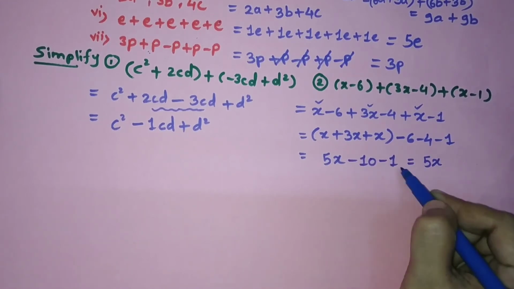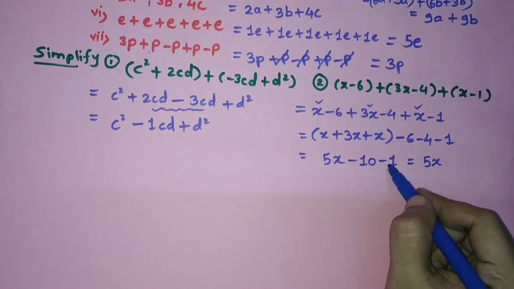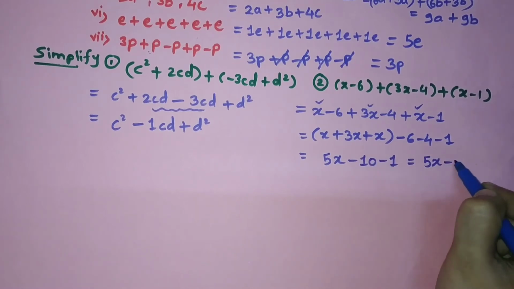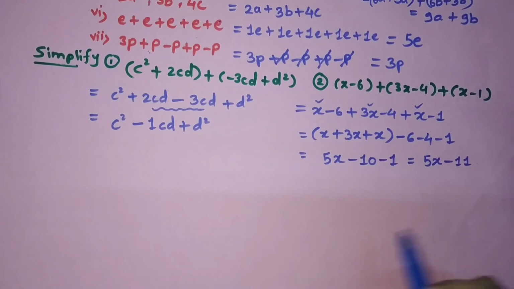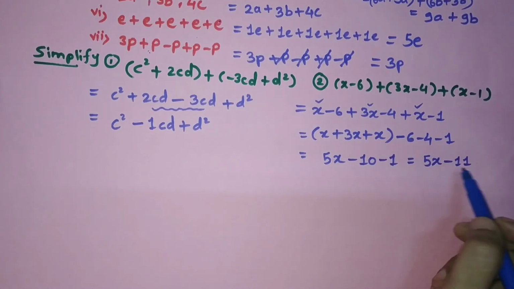5x minus 10 minus 1. So by the integer rules, we add them and give the common sign, minus. That is minus 11. So the final answer is 5x minus 11.